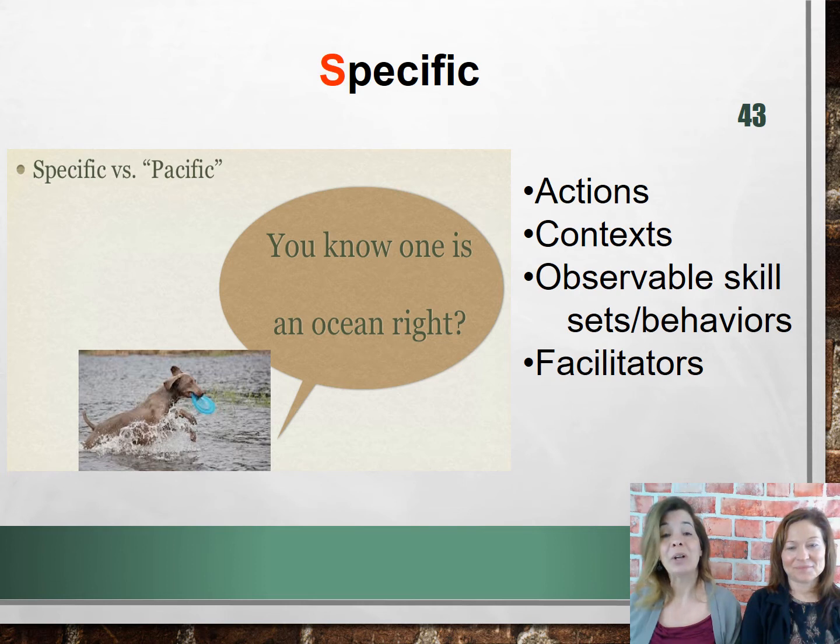As we saw earlier from the federal and state mandates, goals must address the underlying deficit by targeting a specific skill set or behavior. Now that's really important. Let me say that again. The federal and state mandates require that goals must address the underlying deficit by targeting a specific skill set or behavior. That is the very first requirement in those 13 mandates.